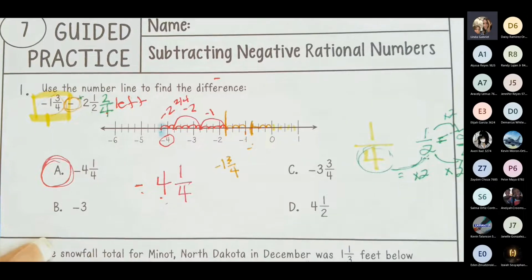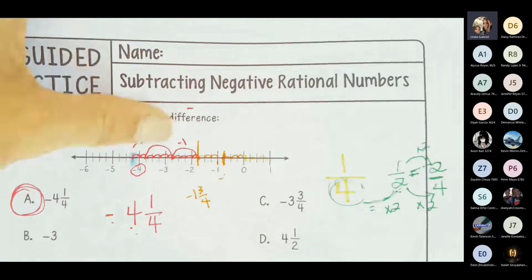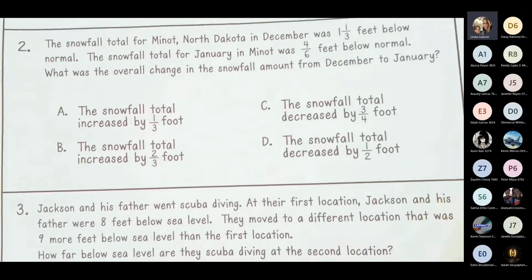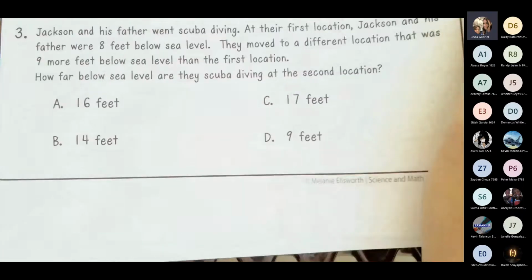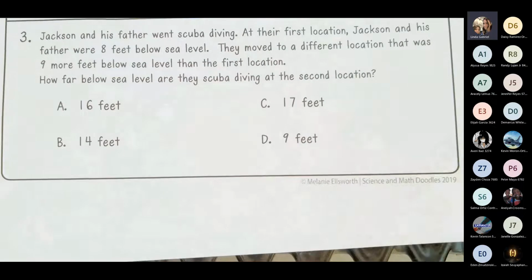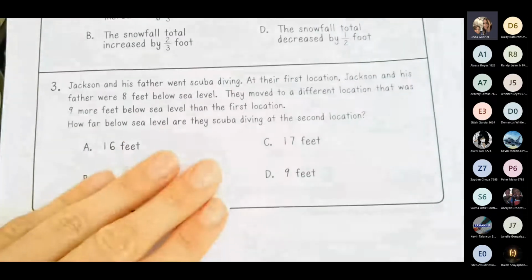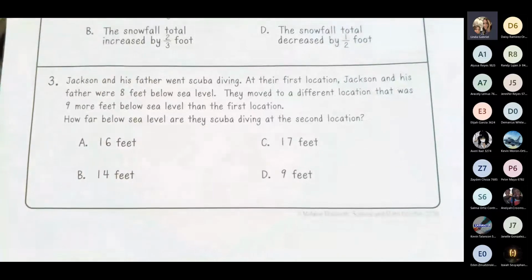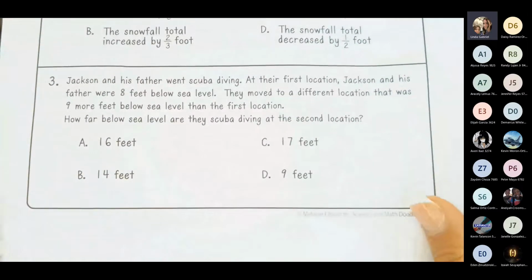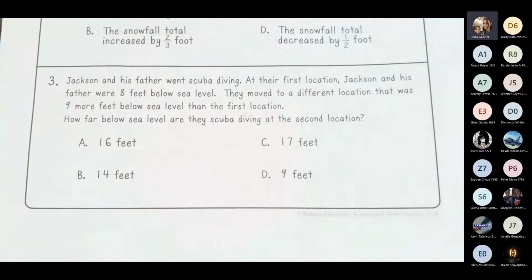All right. So I'm going to jump to question number 3. Number 2 is good too, but I know that we won't have time to finish number 2 and number 3, but I feel like number 3 is easier to explain why we are adding in value when we are subtracting negative numbers, okay?